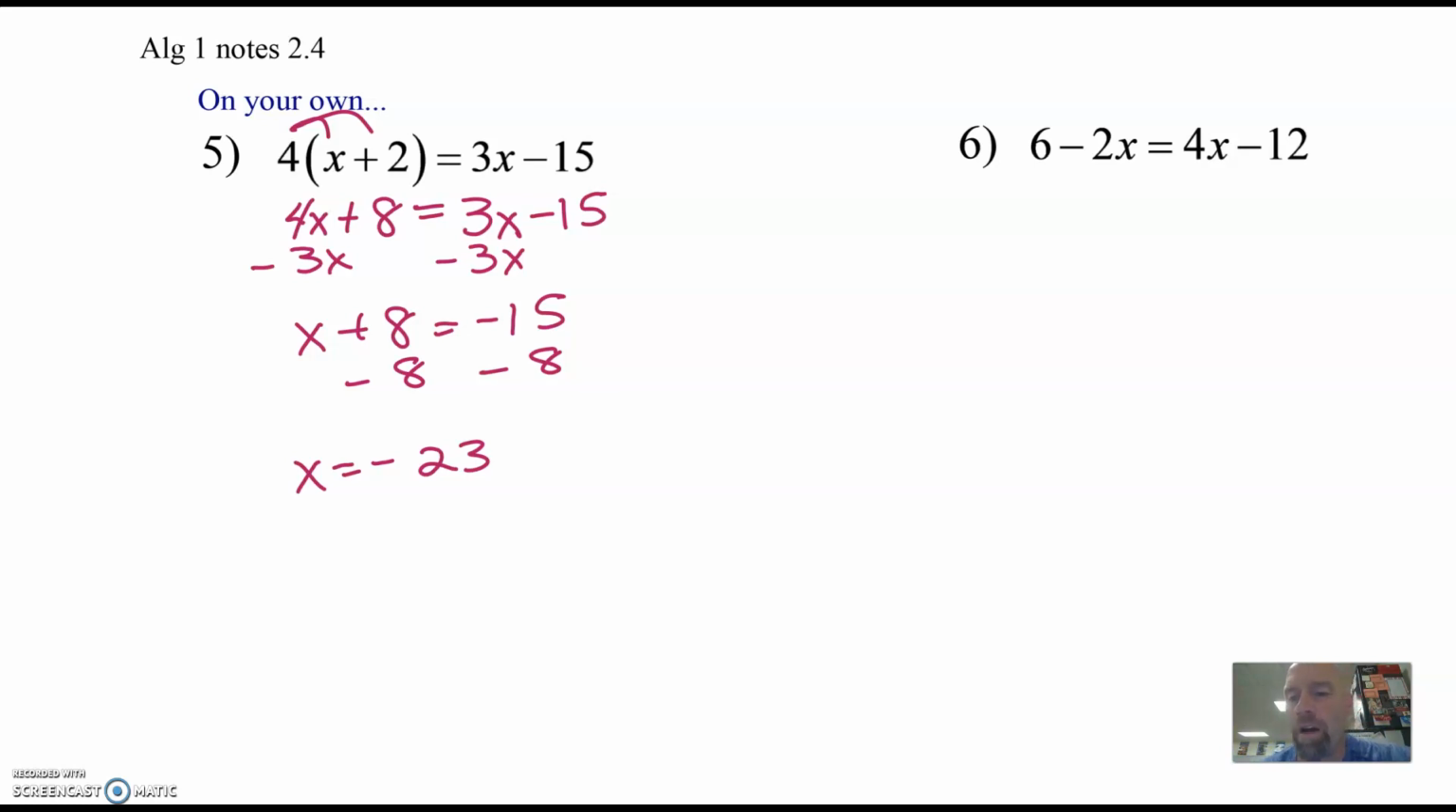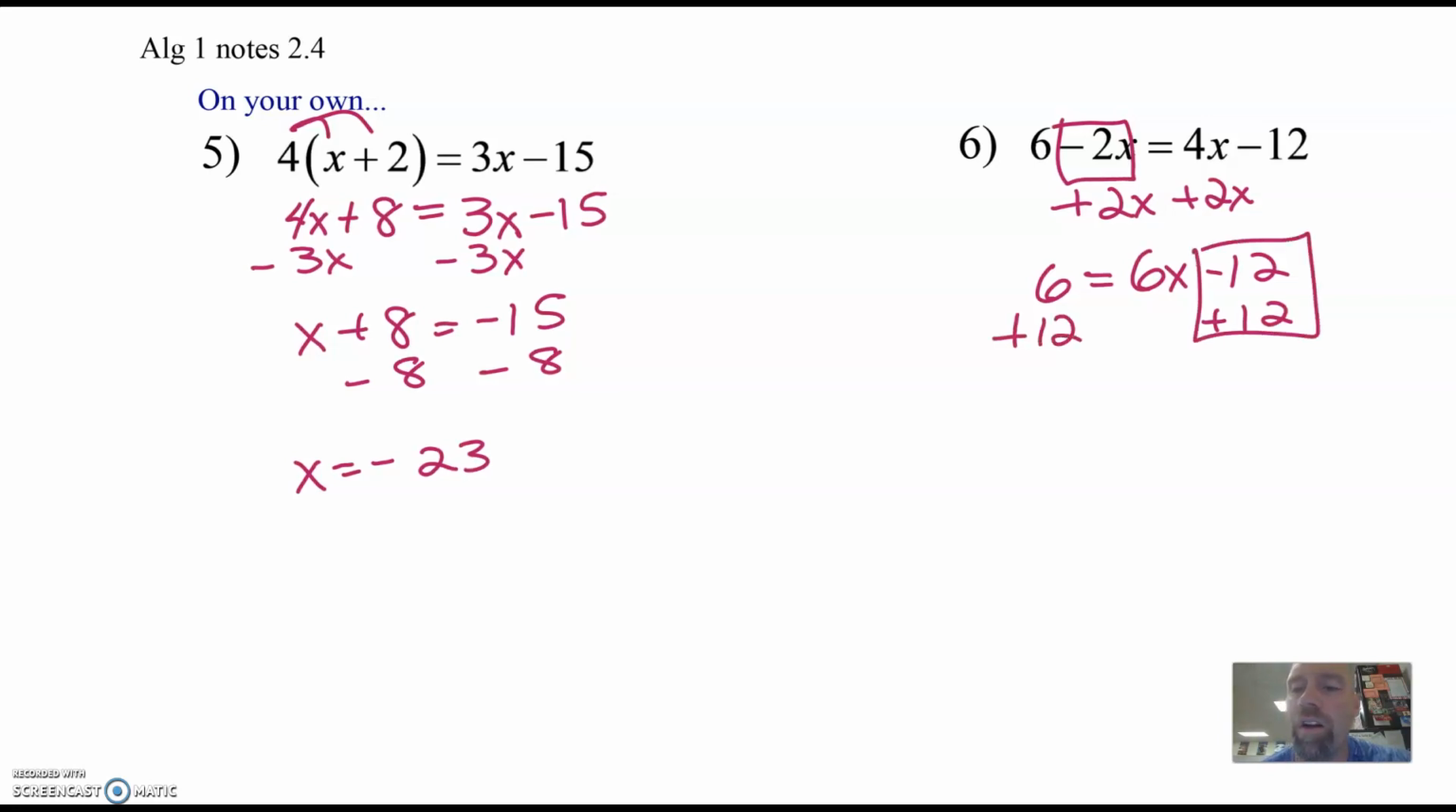Okay, so I'm going to go ahead and move my variable term here. I'm going to move it over this direction this time. Again, it doesn't matter, whichever way you're comfortable doing, and it might depend on the problem you're working. Okay, so I'm going to use the addition property of equality. So now I've got 6 is equal to 6x minus 12. I want to get that variable all by itself, and so I'm going to add 12 to both sides of the equation to get rid of these 12s over here.